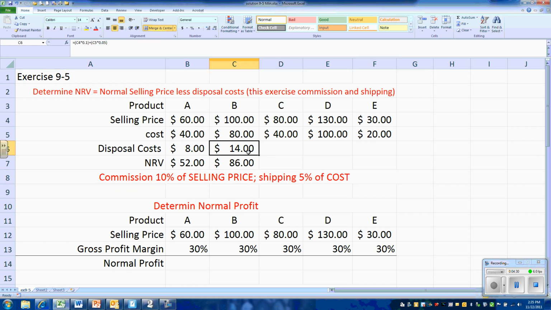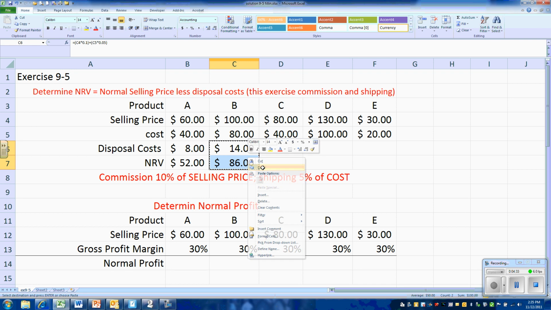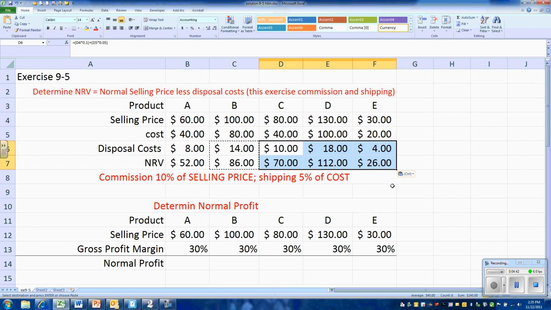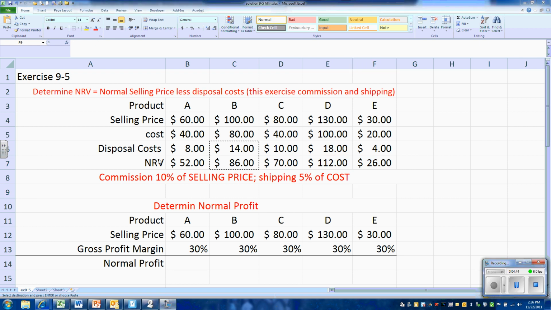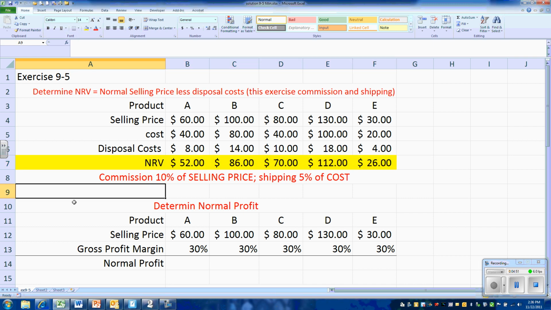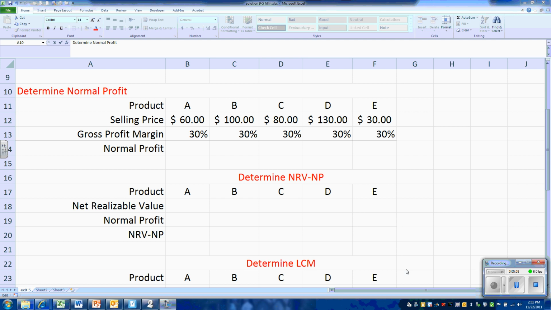Since we have formulas, we can copy and paste for the remaining products. So I'll copy cells B6 and B7 and paste them over to our remaining cells. So now we have our net realizable value. Net realizable value will be used in our comparison for lower of cost or market. Plus, it's also needed to determine the net realizable value minus the normal profit. So let's take a look at that.